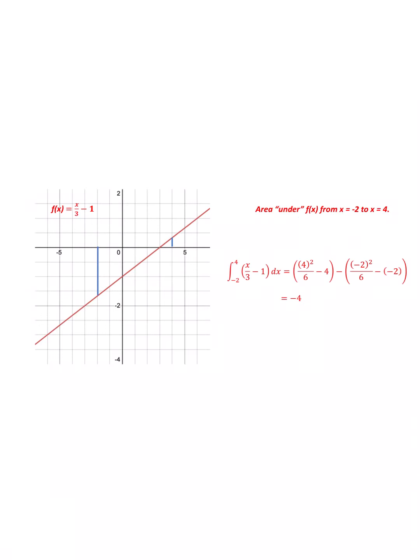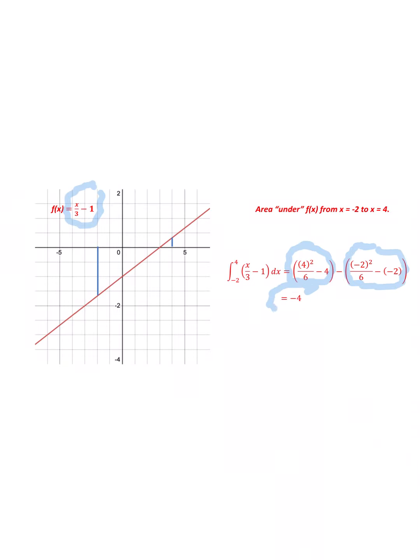So again, if I take the integral from -2 to 4 of this function, which is x over 3 minus 1 dx, the integral of this is going to be x squared over 6 minus x, okay? So first I'm going to plug in 4 for x, and then I'm going to plug in minus 2 for x, and subtract them, and I come out with an area.